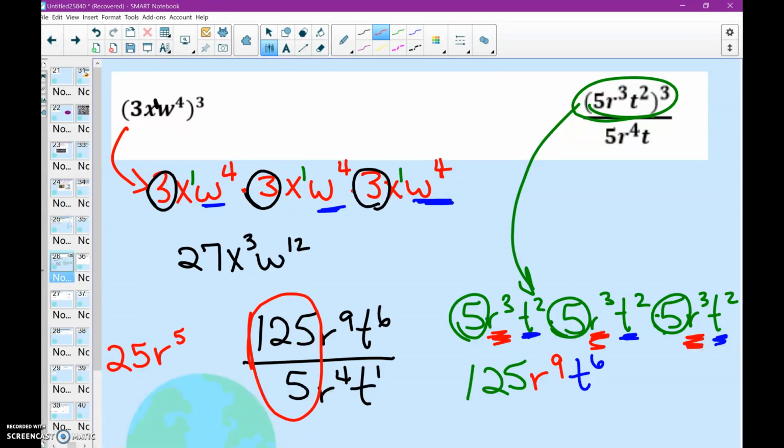Same thing with the t's. I have 6 on the top, 1 on the bottom. Really, I'm canceling out 1, so I'm subtracting, so it's t to the 5th power. They all go on the numerator because 9 versus 4 is bigger, 6 versus 1 is bigger. So there is my final answer for that one.